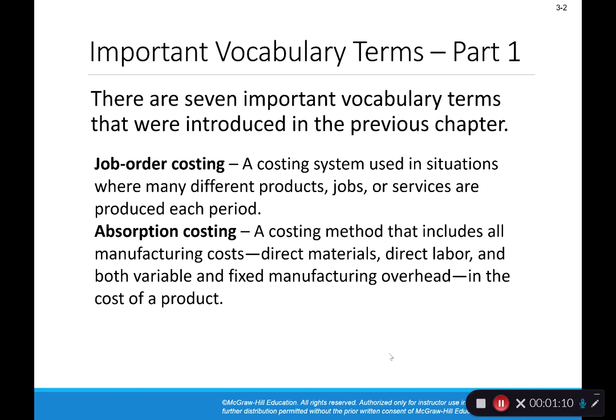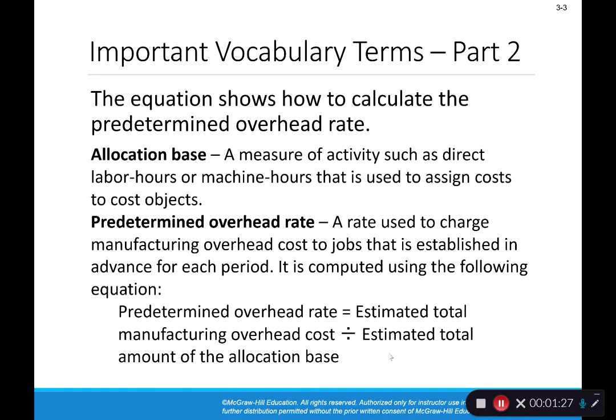So in Chapter 2, we talked about allocating cost to a product, and we were including direct materials, direct labor, and then all overhead costs, including both fixed and variable. That process that we learned is referred to as absorption costing. The allocation base is the measure we use to allocate our overhead to our jobs, which is usually direct labor hours, machine hours, or it could be direct labor cost. Those are the common ones that are used.